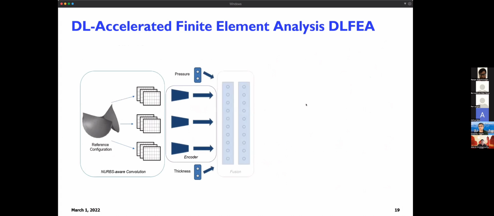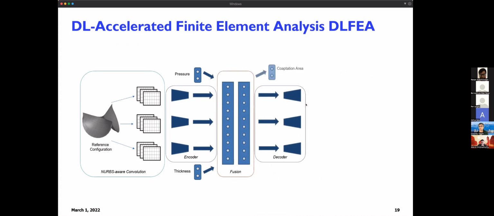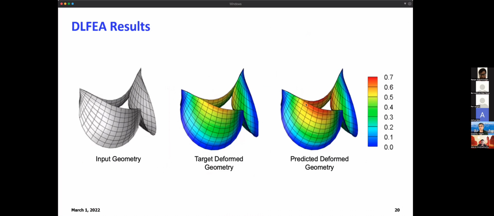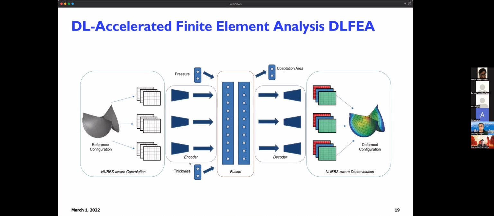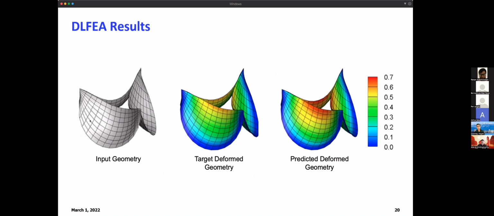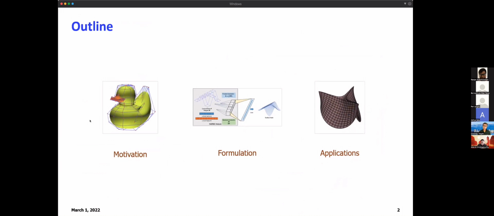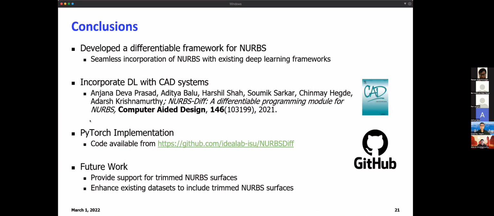And what we ended up doing was developing this autoencoder architecture, which makes use of an approach called NURBS-aware convolution to predict what the deformed shape of a valve geometry is going to be, given the reference configuration, which is the undeformed configuration. And by doing that, we can predict the deformed configuration for the valve much faster than doing a full finite element analysis. So, hopefully this gives you an idea of the use for such a NURBS module.